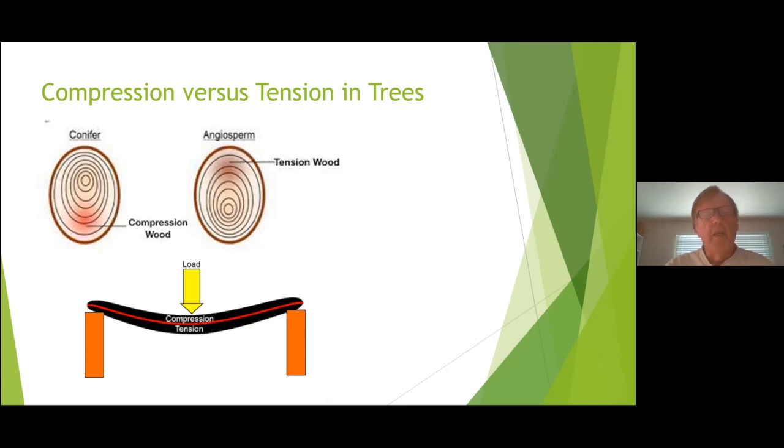And that means that if you're forcing down, this is considered compression on the top part, and tension is considered on the lower part. Angiosperms are just the exact opposite. They will form wood on the tension side, and conifers will do it on the compression side.